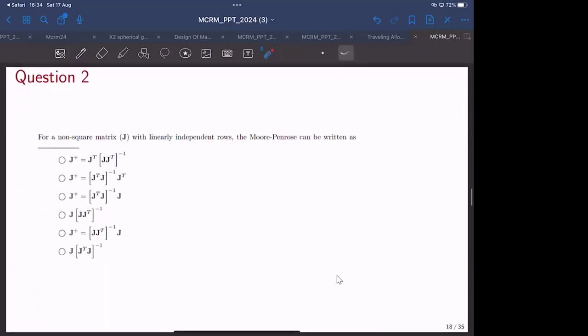And moving on to question 2: for a non-square matrix with linearly independent rows, the Moore-Penrose inverse can be written as. So we have seen that there are two inverses that we have seen earlier in the lectures. That is the Moore-Penrose left inverse and the Moore-Penrose right inverse.